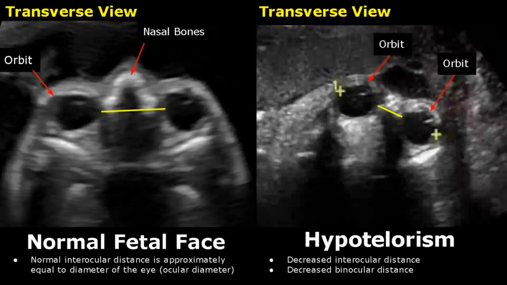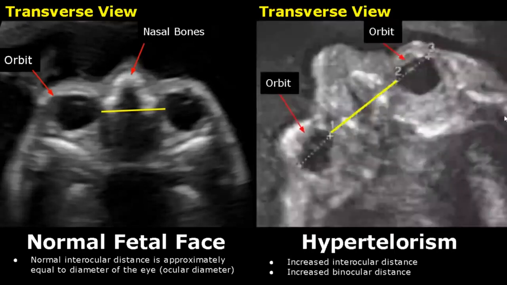The distance between the medial canthi of both the orbits is called interocular diameter. This distance is approximately equal to the diameter of the eye. In hypotelorism, this interocular distance is decreased. Also, the binocular distance, that is the distance between the lateral canthi of both eyes, is decreased. You can see both the eyes are closer to each other in hypotelorism.